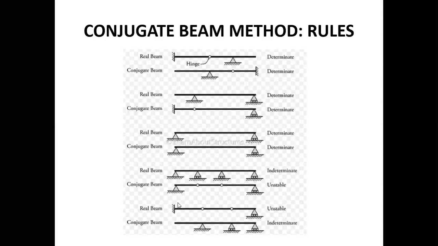In this case, this end is fixed. This is a hinge, this is again a hinge, and this is a roller support. So in this case, the fixed end will become free. The internal hinge will become an intermediate support. Same here, and same in this case. The roller support has remained a roller support in the case of the conjugate beam.